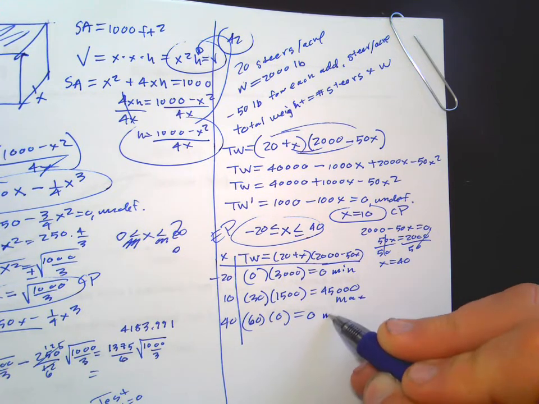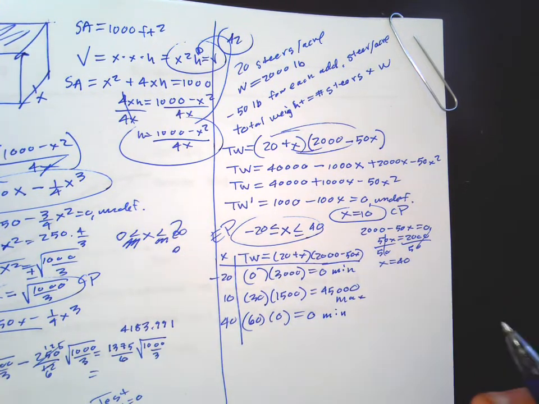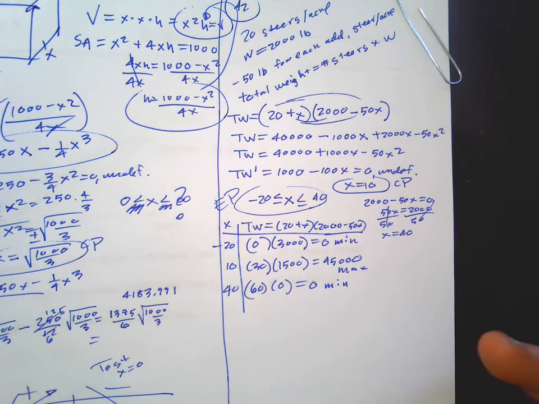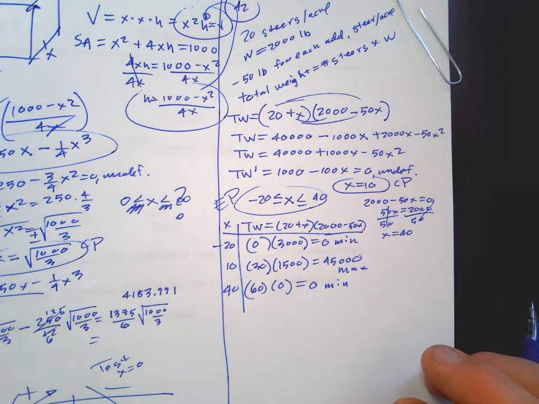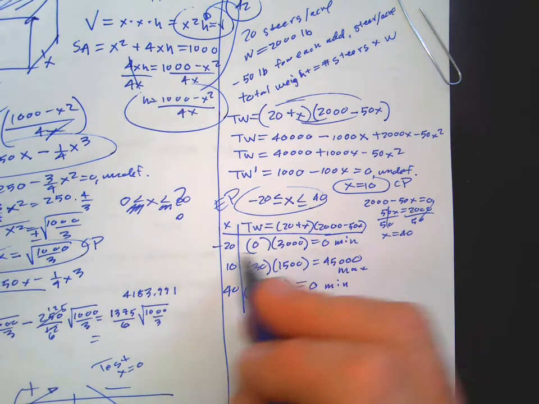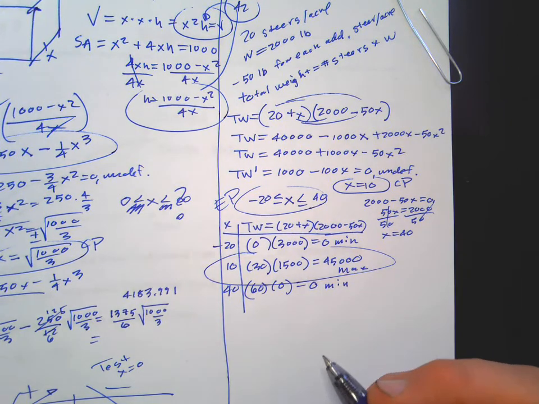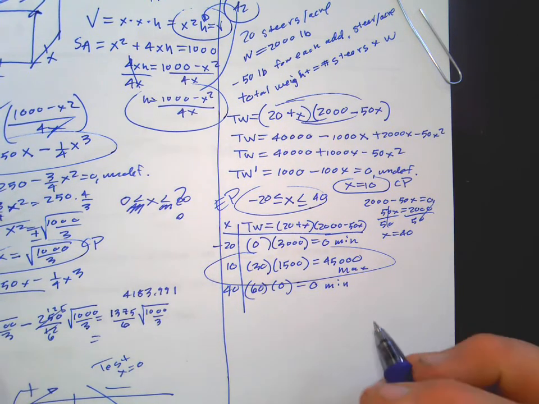We just don't want to get negative total weight. That just doesn't make sense. So that's kind of how I determine my endpoints. No negative cows, no negative total weight. Even 0 total weight seems silly, but negative is horrible. So there's your answer. So we're looking for how many steers should be added per acre.